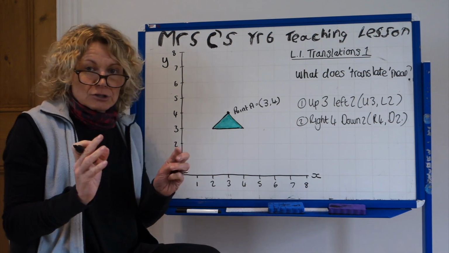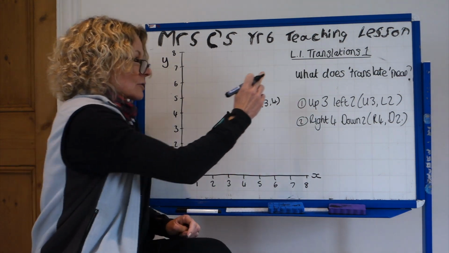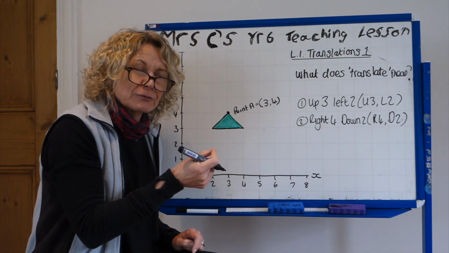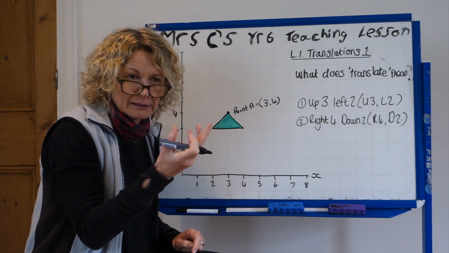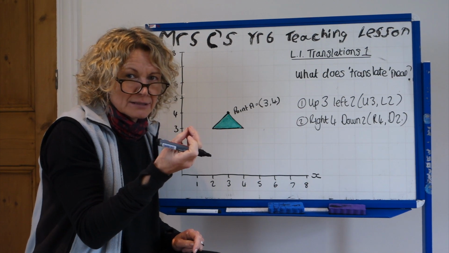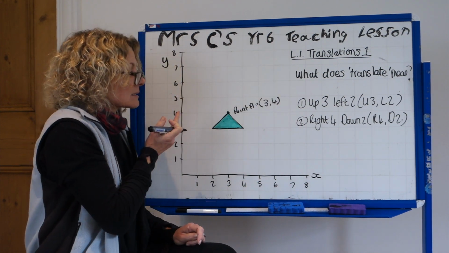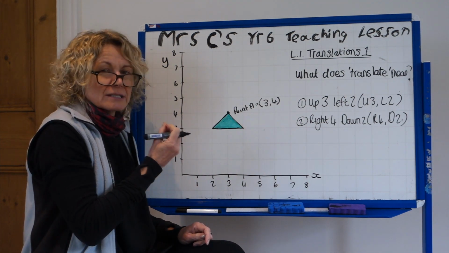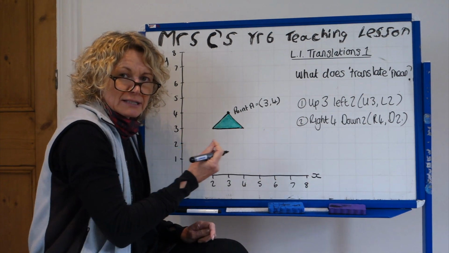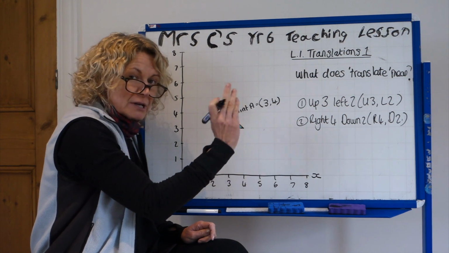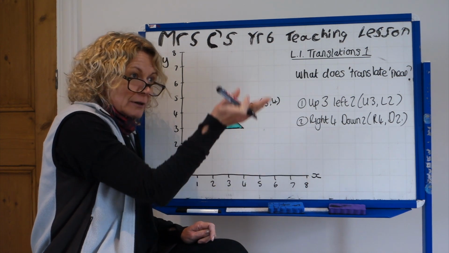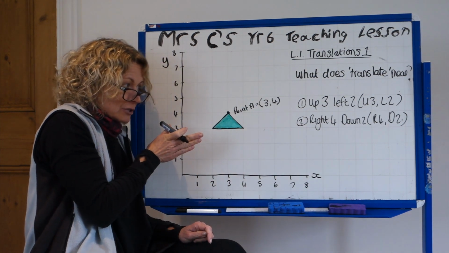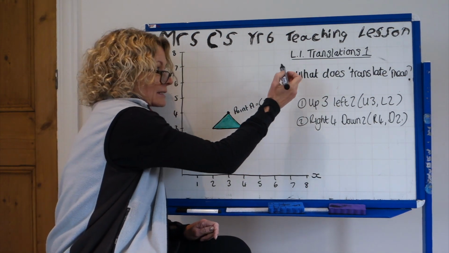Right, now to go on to translation. Translation, what does it mean as a mathematical term? It means something different in English to translate something, but in maths it means to slide a shape. So I tend to remember it by saying translation, so it's like slide. You don't rotate the shape, you don't flip the shape, you don't reflect the shape. You are literally just sliding it.